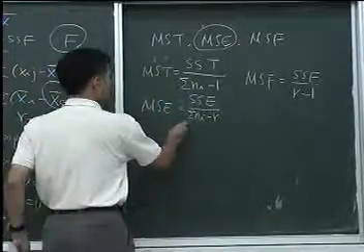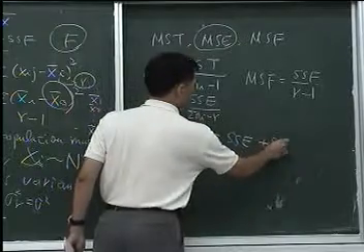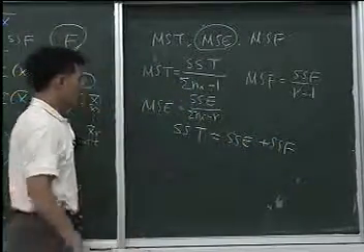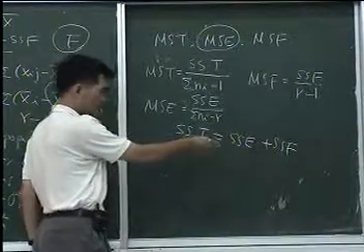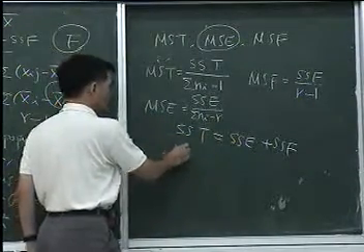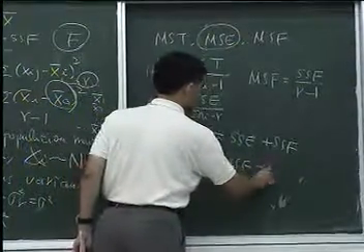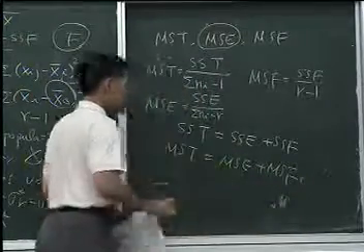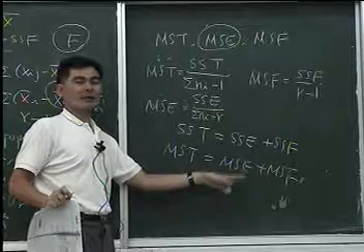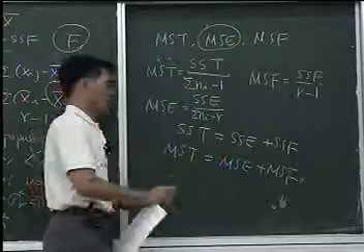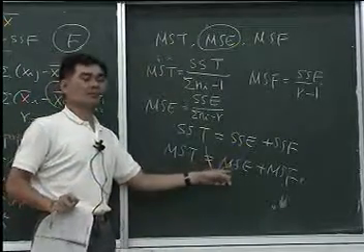So we have SST equals SSE plus SSF, right? We know this one is equal to the sum of the other two. But what about here? MST. Will this one be equal to the other two? The answer is very clear, right? It should be no. Because it is not divided by the same number, right?